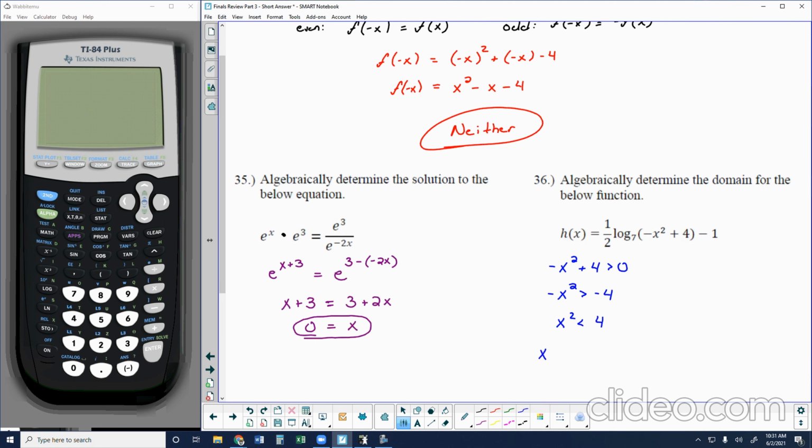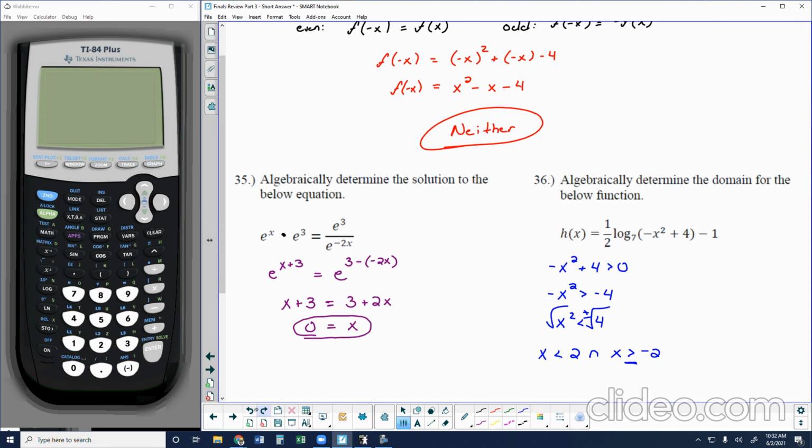Then square root both sides. As I square root both sides, remember this creates a positive and a negative case. X would be less than 2, and x would be greater than negative 2. Now remember, again, as you square root both sides, that creates a positive negative case. And as I change this to a negative, I switch the sign, so I need to switch my inequality.